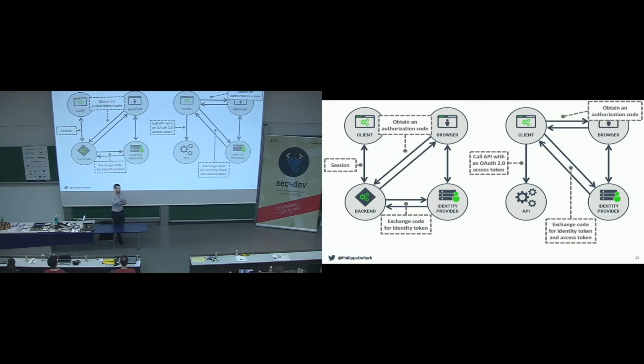OpenID Connect was built on top of OAuth. It uses the same flow, but instead of this access token to call an API, you get an identity token with information about the user. And that's why these belong together, because they're the same flow, and depending on one parameter, you either get one token or the other token or both tokens.